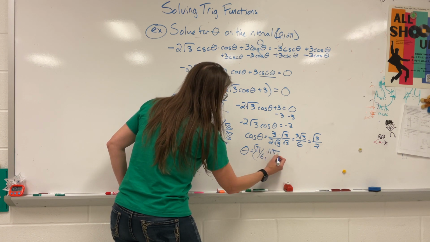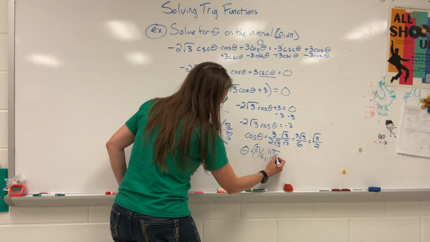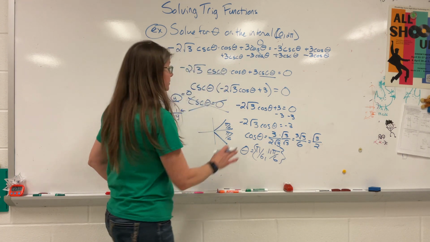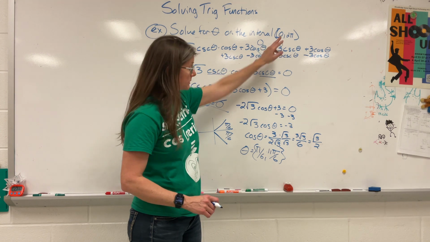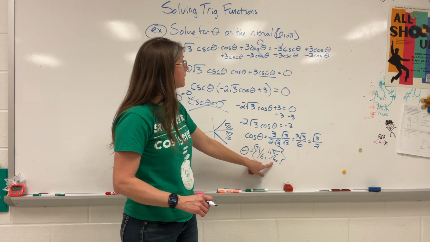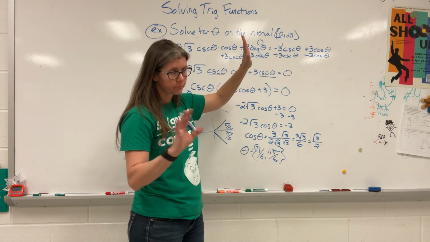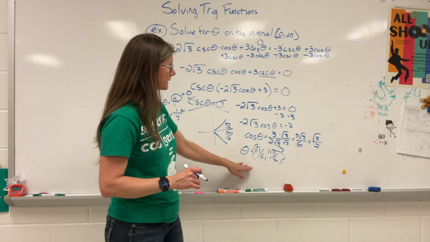You could also write negative pi over 6 as well. Actually, you can't write negative pi over 6, excuse me, because your domain is from 0 to 2 pi. So you can't write this as a negative pi over 6 because it's not in your domain. So don't do that, just do this.